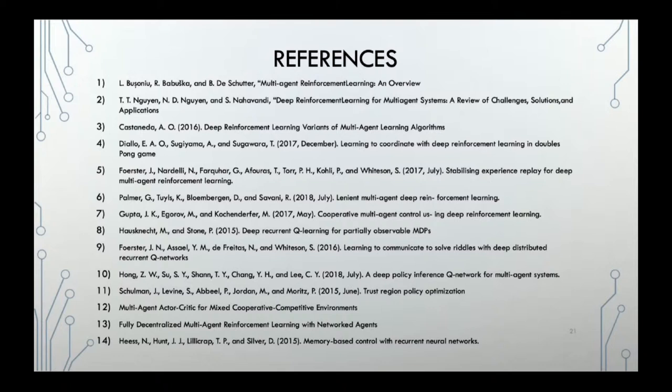Of course, there are lots of other algorithms before 2010, but with the evolution of deep reinforcement learning, I think the attention or the popularity of multi-agent reinforcement learning has also increased afterwards.